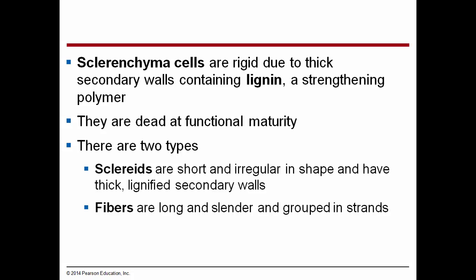Sclerenchyma cells are rigid due to thick secondary walls containing lignin. Lignin is the strengthening polymer. They are dead at functional maturity, and there are two types of sclerenchyma cells: sclereids, which are short, irregular in shape, and have thick lignified secondary walls, and fibers, which are long, slender, and grouped into strands.